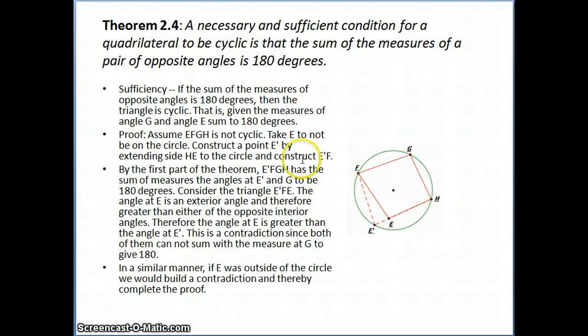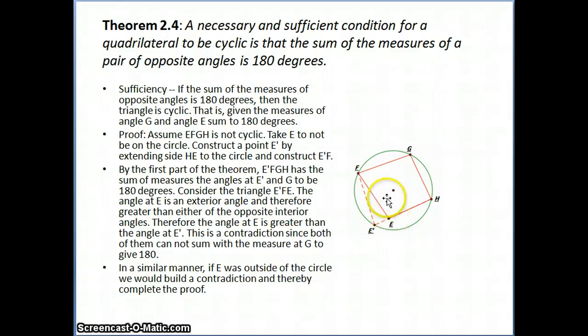We use indirect proof. Suppose it's not cyclic, which means there's no way we can draw a circle such that all four vertices are on the circle. If we can't, we know at least these 3 points we can draw a circle. So suppose FGH, through FGH we can draw a circle, but we cannot have E on that.